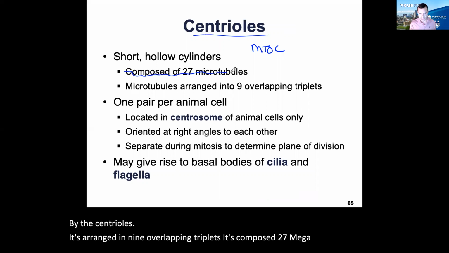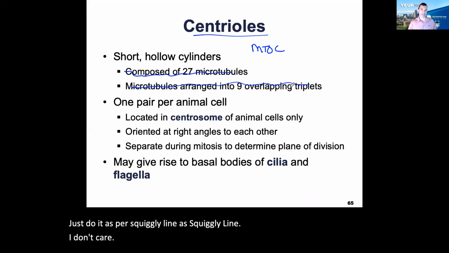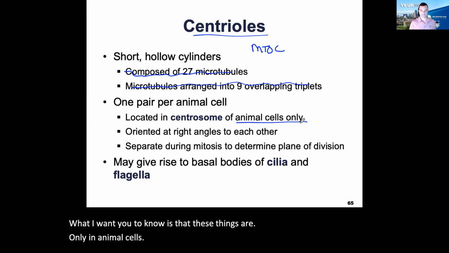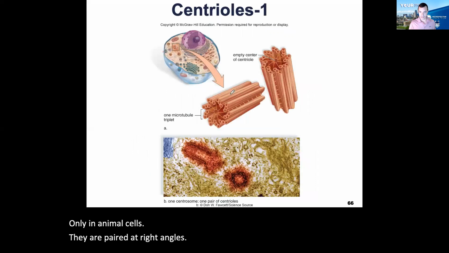Let's just do this. I'll put a squiggly line and a squiggly line. Okay? I don't care. What I want you to know is that these things are only in animal cells. They are paired at right angles. Okay? At right angles. There they are. They're only in an animal cell.